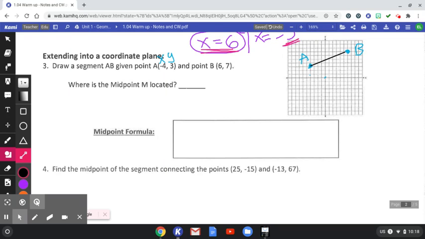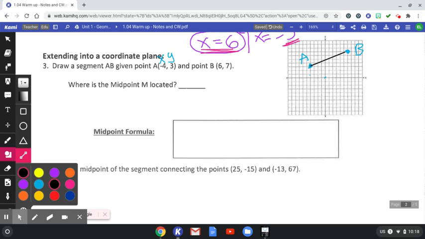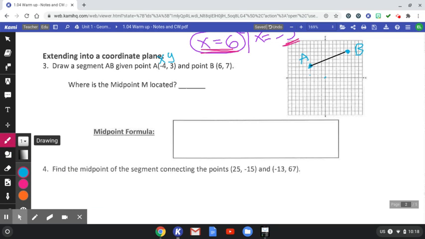And I just used a straight edge to connect my 2 points A and B. Draw a segment AB. Okay. Now what we're going to look for on that segment is the middle point. Where would midpoint M be located?